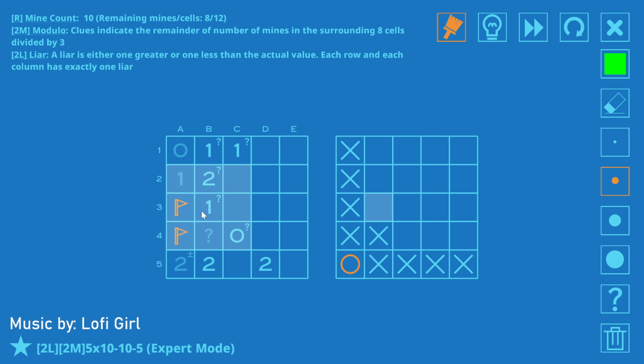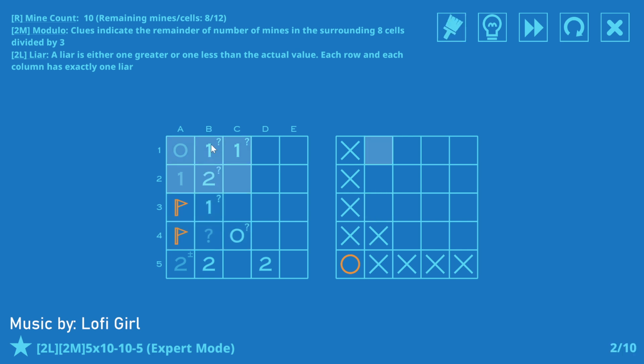Okay. If this one was telling the truth, it must be a 4 because it can't be a 1. That will force this to be right and this to be wrong. So I think in both cases, this is always right. This is always a truth. And because it's a 1, this must be a mine. Okay. Cool. Now one of these are lies, and depending on which is a lie, this is a mine or not. This 2 is telling the truth, which means that this must be a mine to fulfill 2.